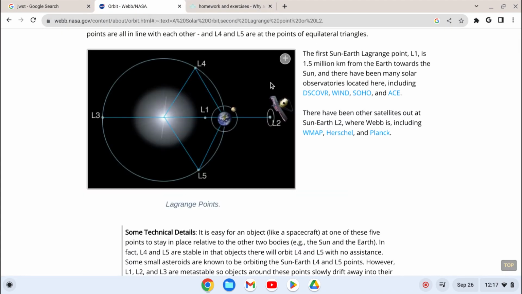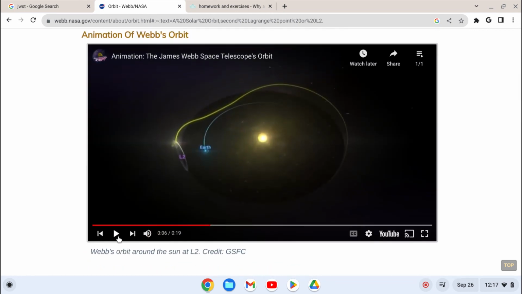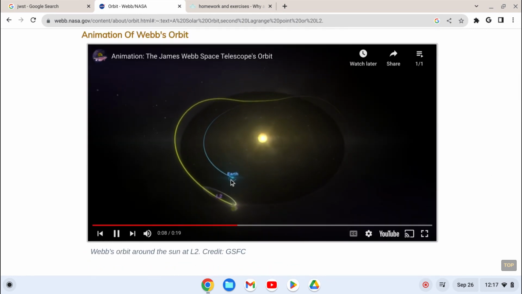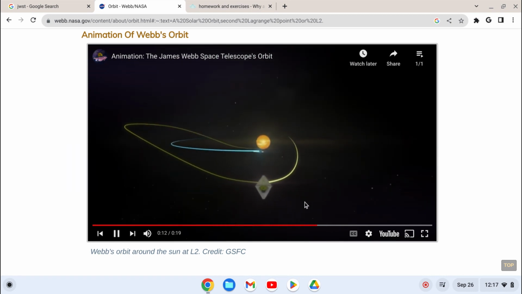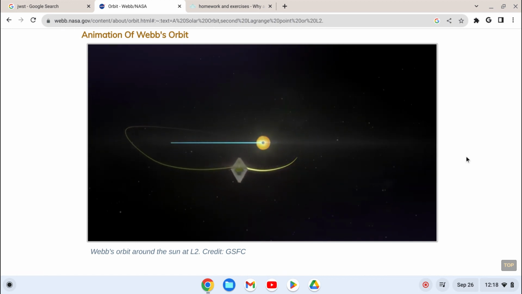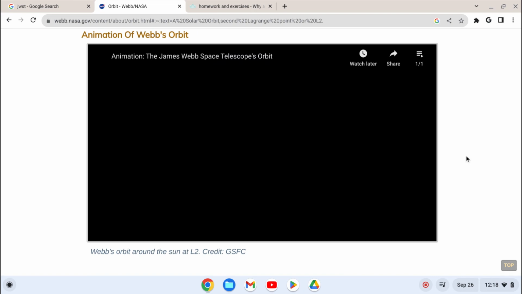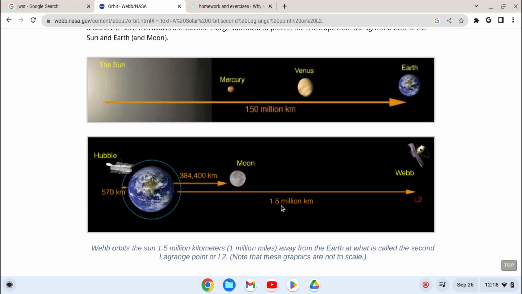And this shows the orbit. So here's the Earth, there's the sun obviously. You can see it going around L2. It's absolutely amazing. And you wonder how far away is it? The telescope is 1.5 million kilometers from the Earth. And there's how far the moon is. So it's much further than the moon.